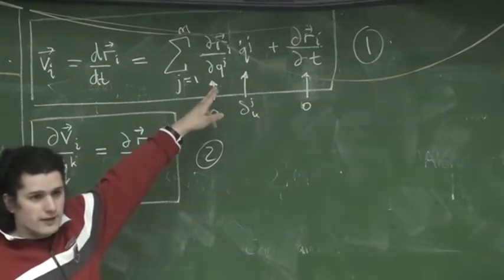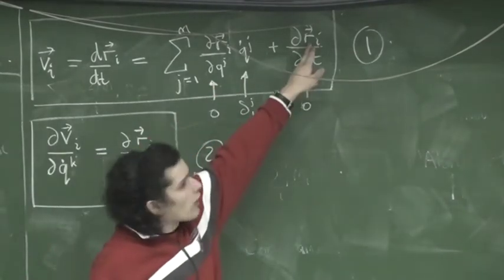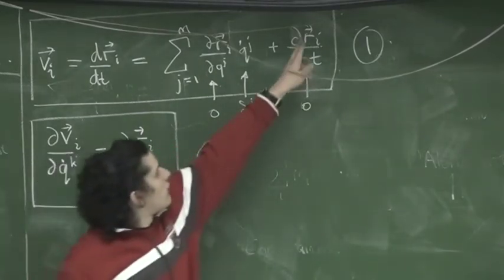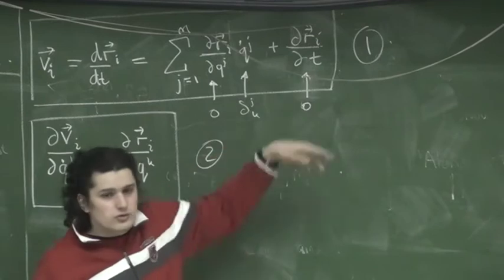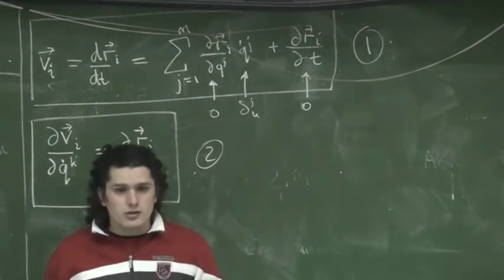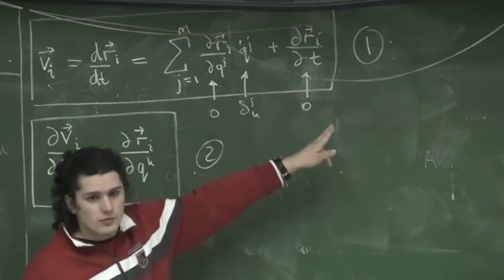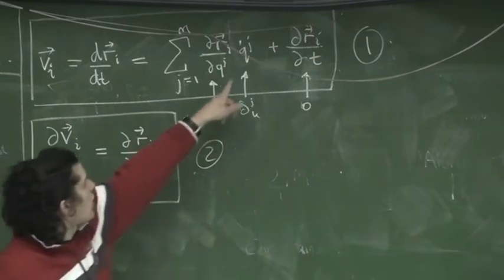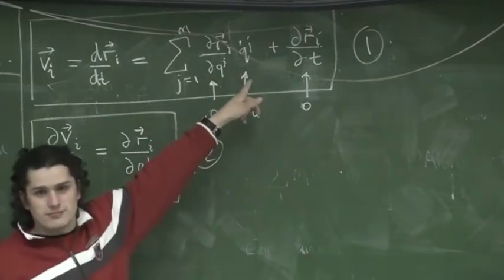It's not a function of that thing. Same with this one. R was a function of the positions and of time. If I take a derivative of R with respect to Qj dot, it's not a function of Qj dot. That's 0. It just goes away. The only term that is possibly a function of Qj dot is Qj dot.